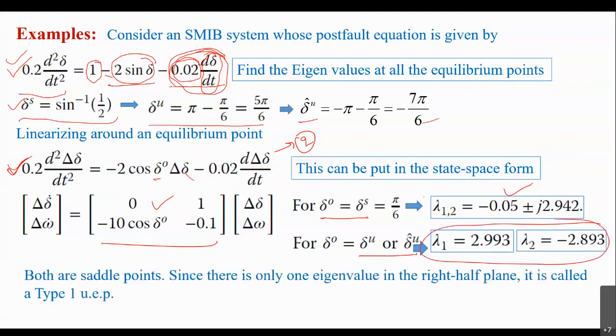Okay. So both are saddle points. Since there is only one eigenvalue in the right half plane, it is called a type 1 UEP. Type 1 UEP means one of the eigenvalues is at the right hand side. So UEP means unstable equilibrium point.